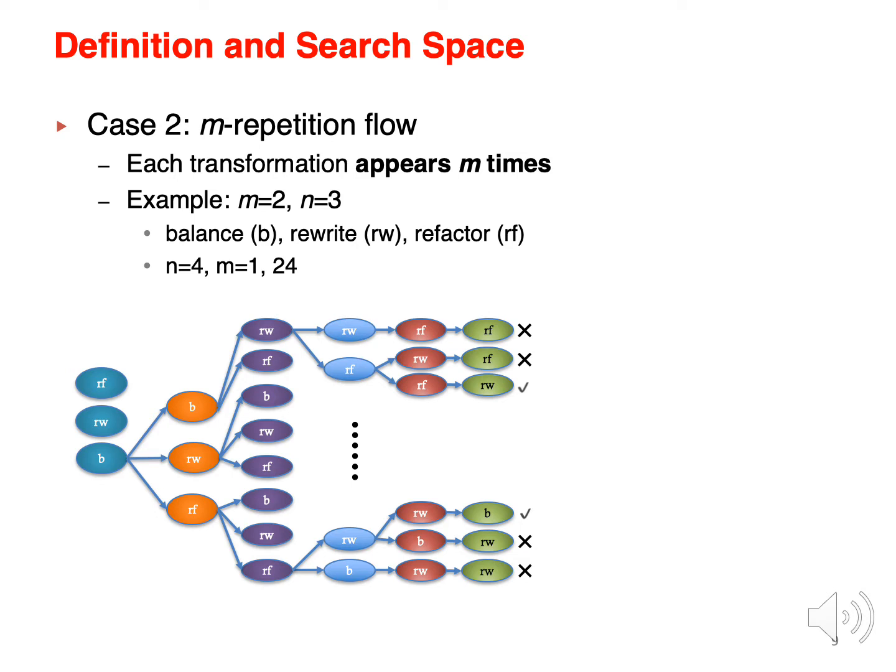Here we show that with only 3 transformations, by repeating each of them twice, we have 1 less transformation, but this actually goes up to 90 from 24. With this new assumption, the space can grow much faster than the previous assumption.